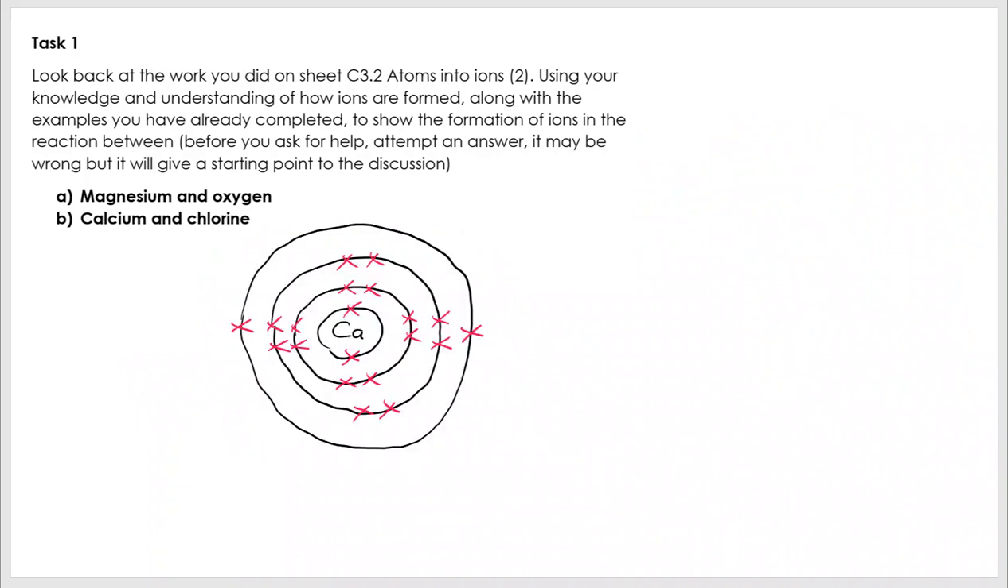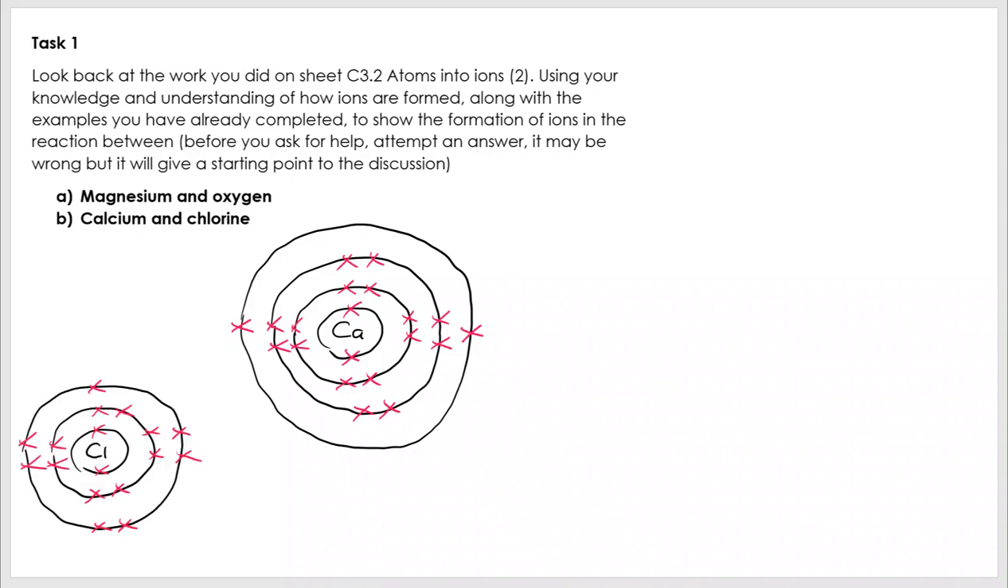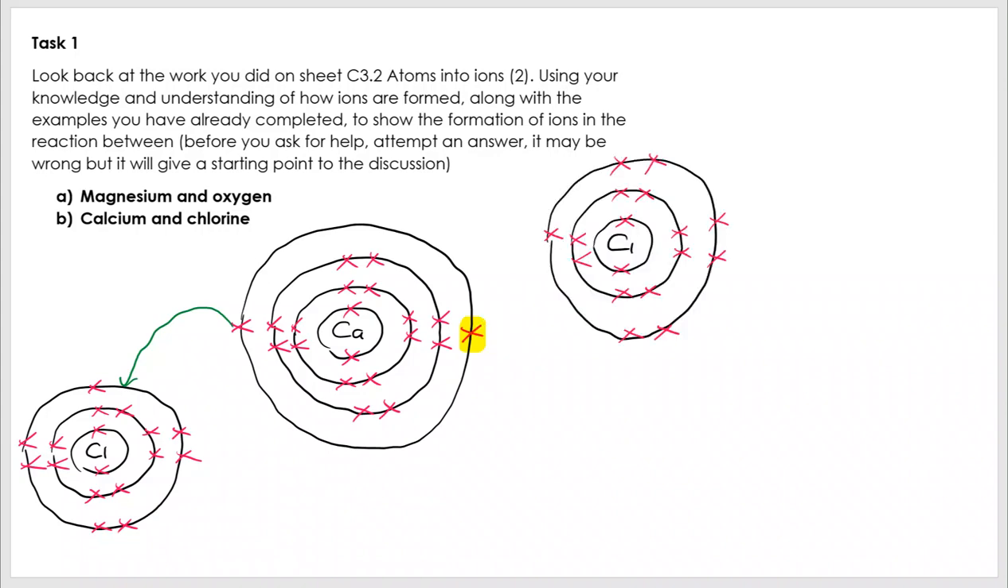Well, if I draw them out, I've got calcium here, which is 2,8,8,2, and I'm going to draw a chlorine atom just down here, which is 2,8,7. I can see here that calcium has 2 electrons it wants to give away, and chlorine can accept 1 more to get a full outer shell. So that's fine for the chlorine, but it doesn't help us manage what's going to happen to this. If it's calcium and chlorine reacting to make calcium chloride, I need another chlorine, and this electron can go to that chlorine.